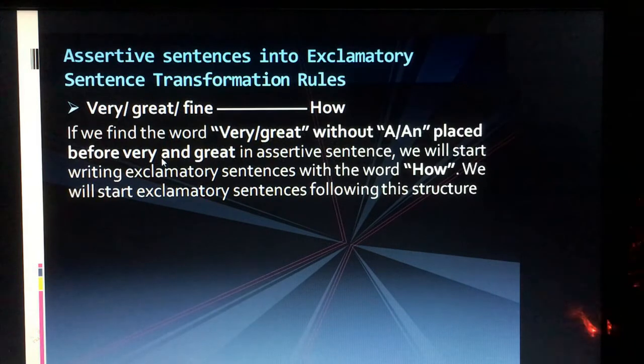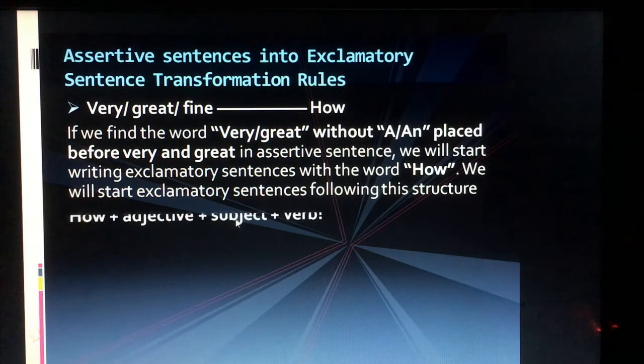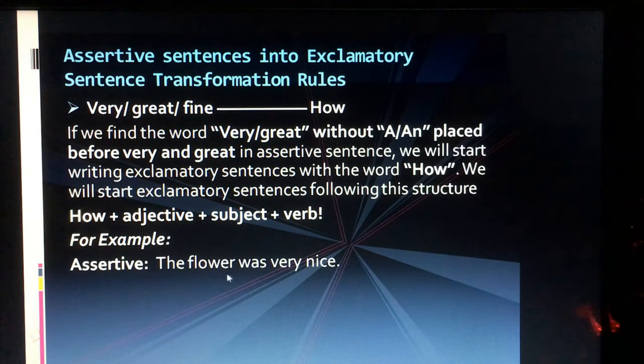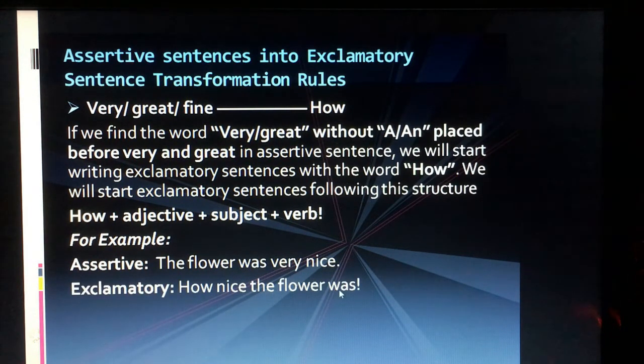So as you can see, if we find the word very or great without a or an, we will place how. See the structure then: how plus adjective plus subject plus verb. For example, the flower was very nice. So what will be the answer? How nice the flower was. There is no article here, so we put how, and then how nice the flower was.